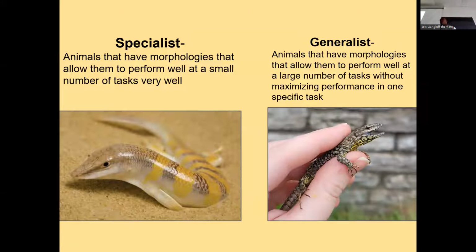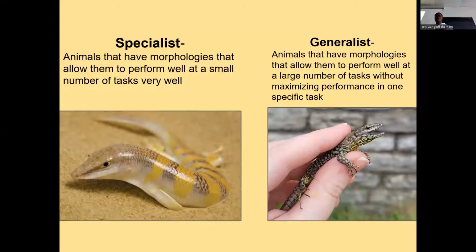Alternatively, on the other hand, we have a generalist, and these guys are basically just the opposite of a specialist, right? So they're animals that have a morphology which allows them to perform a large number of tasks, not as well as a specialist. And a great example of that is a lizard that you're all familiar with, the Podarcis muralis, or the common wall lizard. And so these guys aren't really great at any one thing, but they are good enough at a lot of different things. And that's what makes them a generalist.